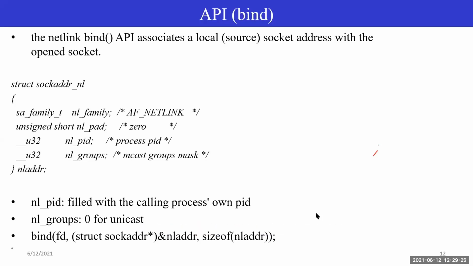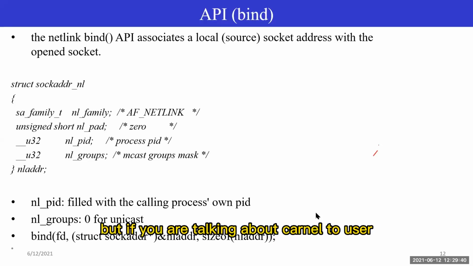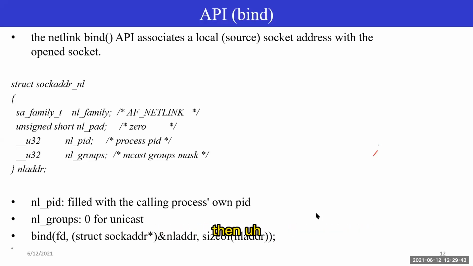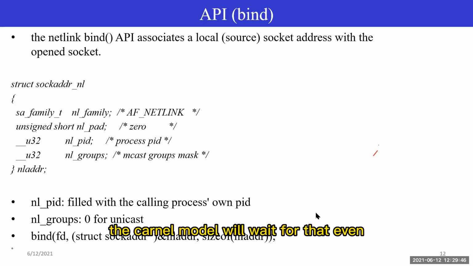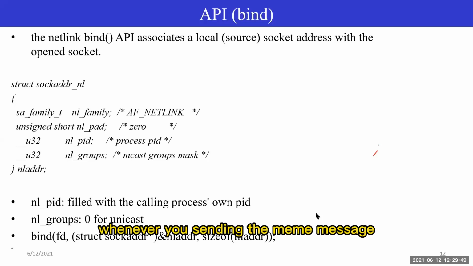Okay, so both will be in a listening state for messages to come from the kernel to user space and from user space to the kernel module. Oh, I think I got your question wrong. If you are talking about kernel to user, then the kernel module will wait for that event whenever you are sending the message, so that will again be asynchronous. Similarly, the user space program will definitely wait on the receive message to get the message from the kernel. Okay, that's great. Thank you.